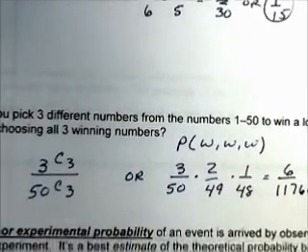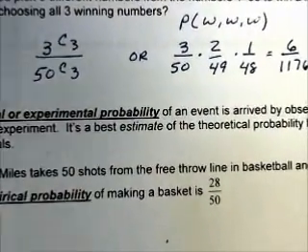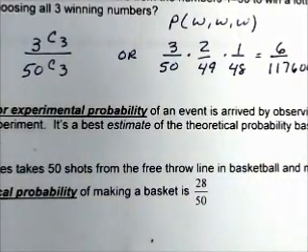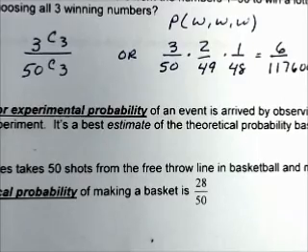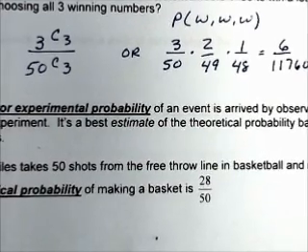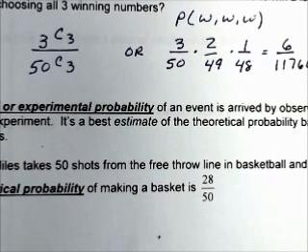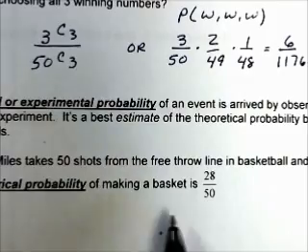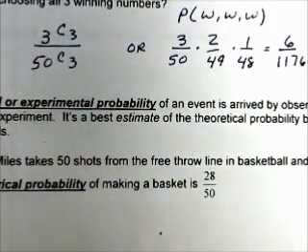Next, we have empirical or experimental probability. That's when it's arrived by observing data or the result of an experiment. It's a best estimate of the theoretical probability based on a large number of trials. For example, if Miles takes 50 shots from the free throw line in basketball and makes 28 baskets, then his empirical probability of making a basket is 28 out of 50.